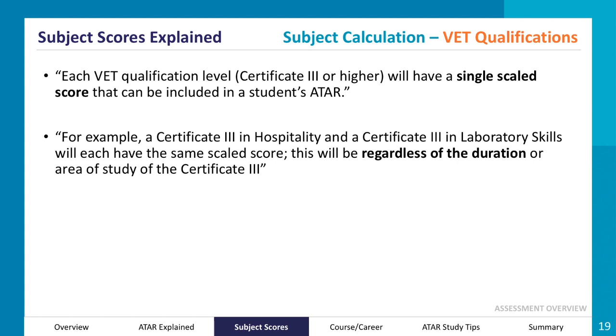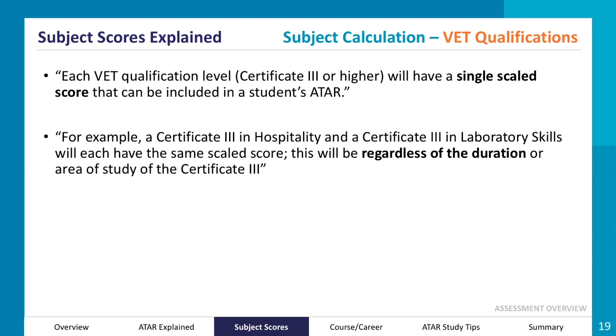Then we have VET qualifications, which are a little bit different. Again, these must be Certificate 3 or higher, so Cert 3, Cert 4, diploma, and so on. And again, these work a little bit differently. Even the fact that you can do a VET qualification as part of your QCE study load is pretty cool. Obviously, you get to the end of the year, not only with your QCE, hopefully, but also a VET qualification. But assessment and scores work a little bit differently.